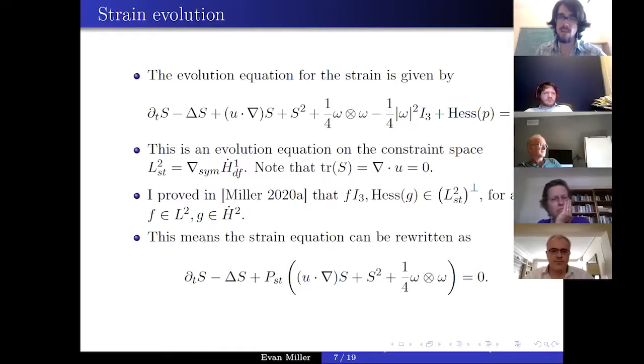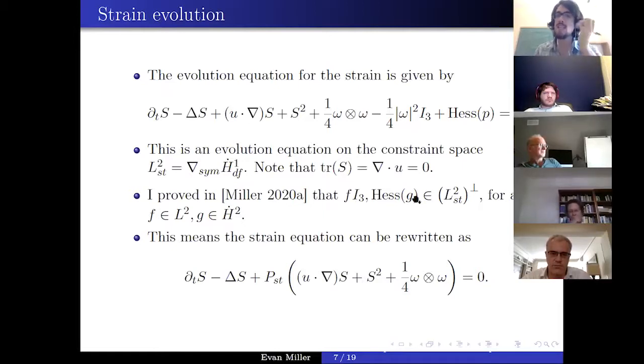And so I proved in a paper in ARMA in 2020 that F times scalar multiples of the identity and Hessians of H2 functions are always orthogonal to the constraint space. This fact, being orthogonal to the constraint space, just comes from the fact that S is trace-free. If it's trace-free, its inner product with any scalar multiple of the identity will just be the integral of F times its trace, which is always going to be identically zero.